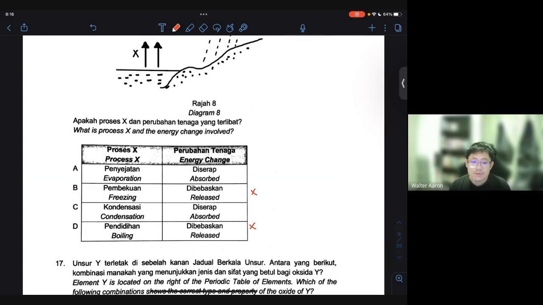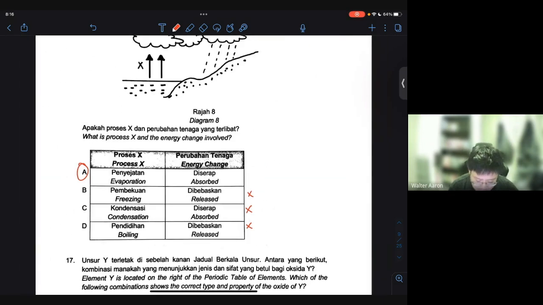Okay, so in this case right now, if you realize, condensation is not it also, so the only possible answer here is A, evaporation, and the energy change is that it is absorbing heat.